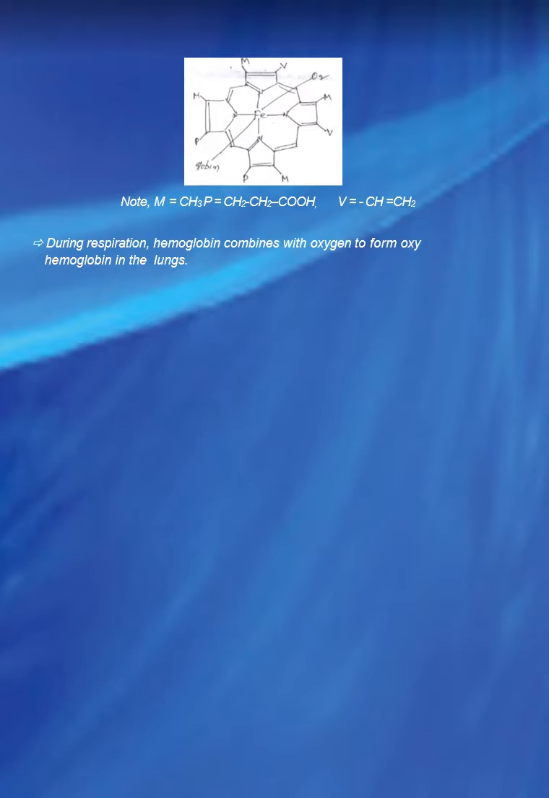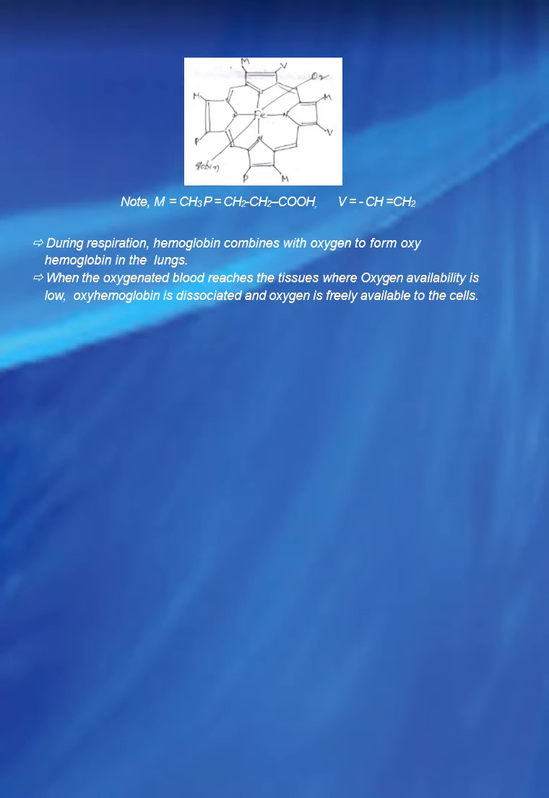And coming to the biological importance. During respiration, hemoglobin combines with oxygen to form oxyhemoglobin in the lungs. Also, when the oxygenated blood reaches the tissues where oxygen availability is low, oxyhemoglobin is dissociated and oxygen is freely available to the cells.